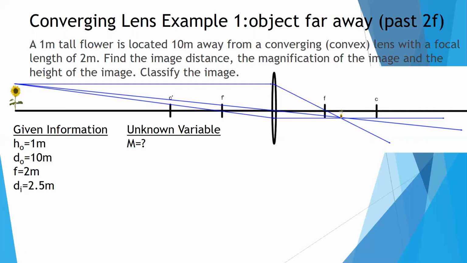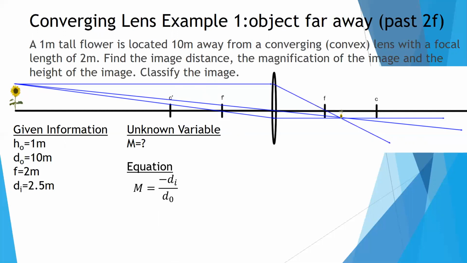So the next thing we need to find is our magnification, big M. We have our same givens. We add in our 2.5 meters for DI, since we just found that. That's another given. We've got to pick the right equation. Remember, there are two magnification equations, HI over HO and negative DI over DO. We don't have HI, so we have to use the second one, negative DI over DO. Note there's a negative sign in the equation there. So if you get a positive number, you're going to make that negative.